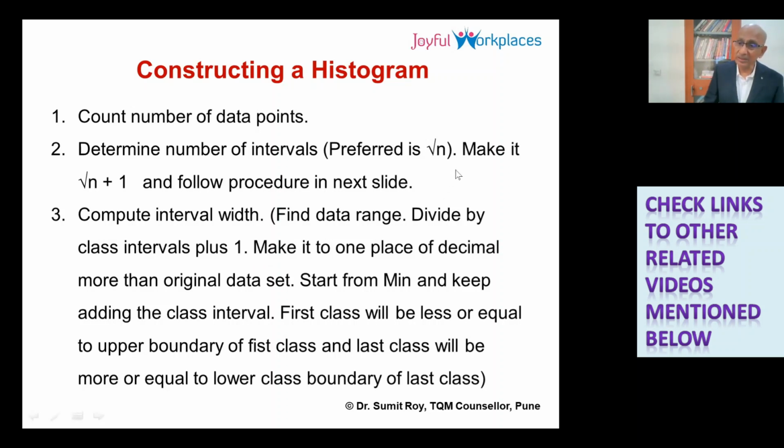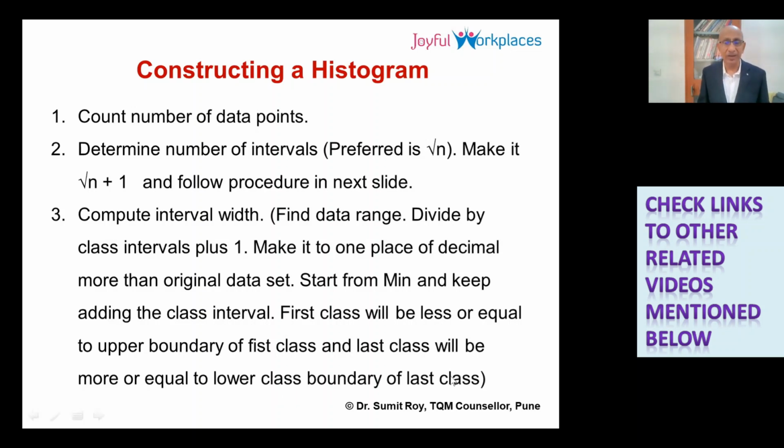मानिए कि हमारा class interval है 13 plus 1 14. तो 14 से जितना data range है उसको divide कीजिए. Make it to one place of decimal more than the original data set. जैसे मैंने बोला, start from minimum and keep adding the class intervals. ठीक है? सबसे जो कम डेटा है उससे आप धीरे धीरे आगे बढ़ते चलिए क्लास इंटरवल के हिसाब से. एंड फर्स्ट क्लास विल बी लेस और इक्वल टू अपर बाउंड्री ऑफ द फर्स्ट क्लास. ओके. एंड लास्ट क्लास विल बी मोर और इक्वल टू द लोअर क्लास बाउंड्री ऑफ द लास्ट क्लास.